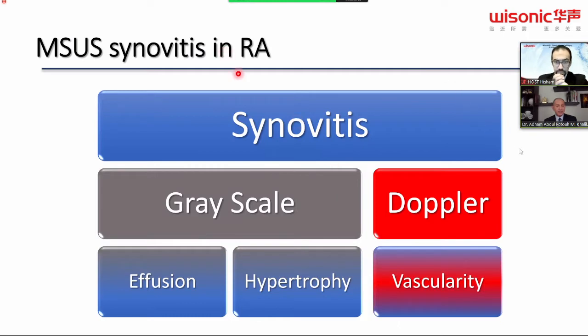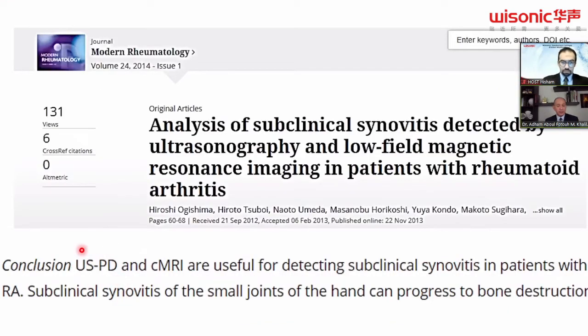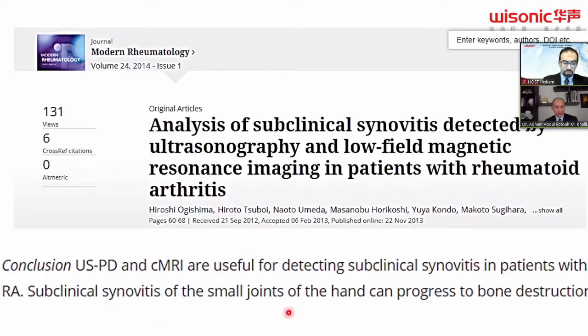Now, remember this scheme, that at that time synovitis by the grayscale included effusion, because recently this has been opposed and now it's different. But remember that with grayscale, we can see both elements. The power Doppler combined with the grayscale ultrasound, or the MRI, are useful in subclinical synovitis, and subclinical synovitis of the small joints of the hand can progress to bone destruction.